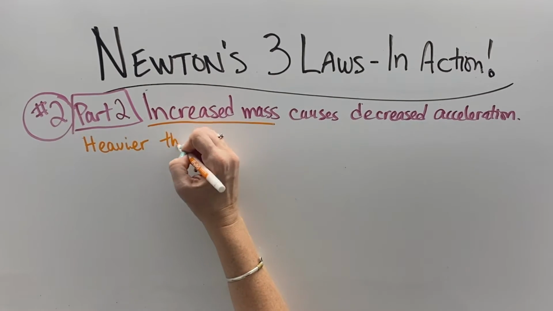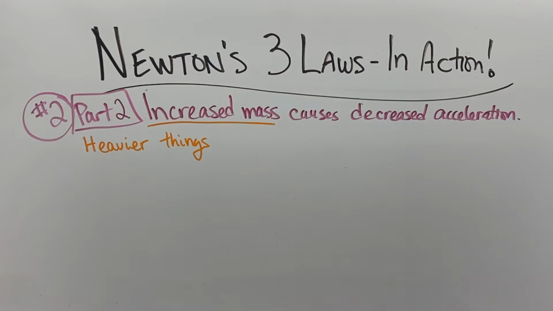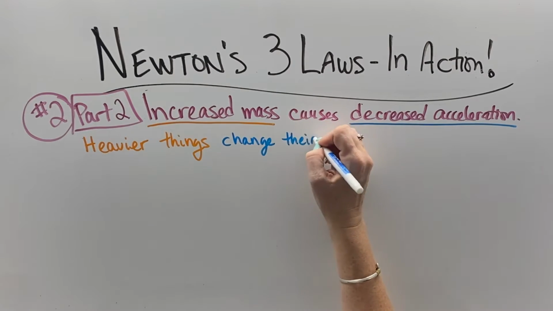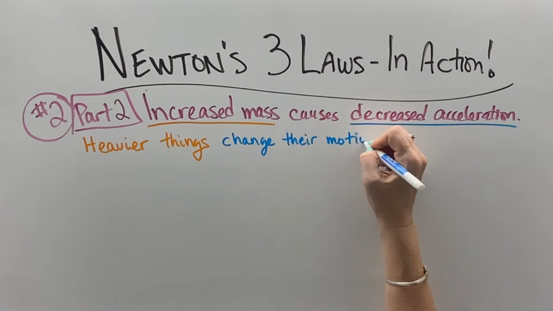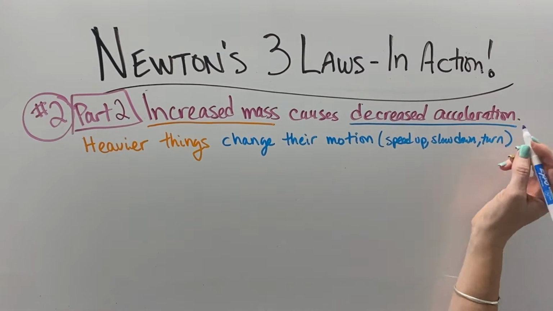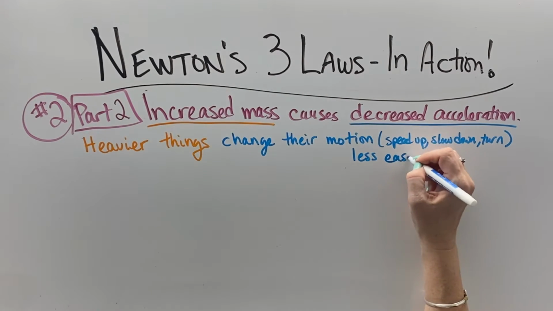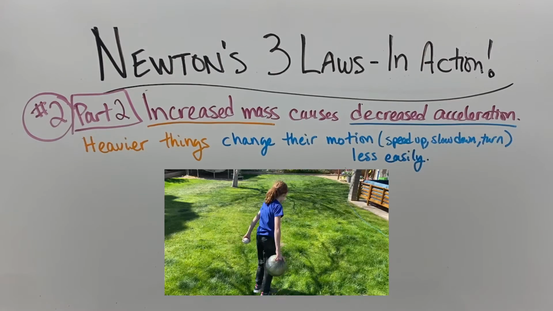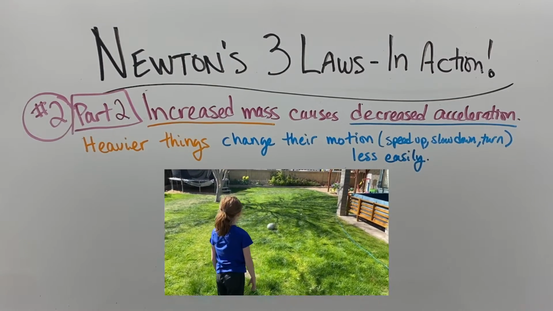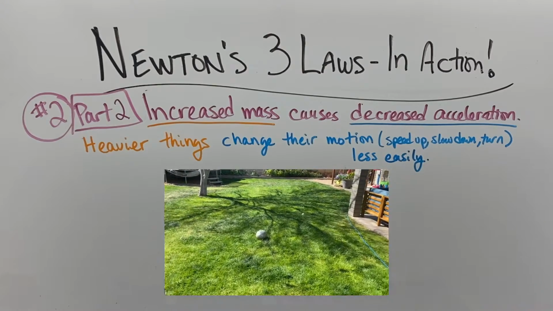Part 2 of Newton's second law is that increased mass causes decreased acceleration. So what that basically means is that heavier things are going to change their motion, speed up, slow down, or turn a lot less easily. It will take a lot more force to change the motion of a heavier object. For example, if Macy here tries to throw a bowling ball and a baseball, the bowling ball accelerates a lot less than the baseball does because it has more mass.